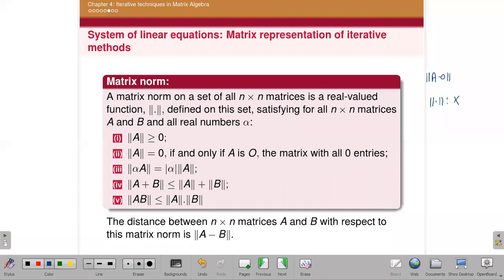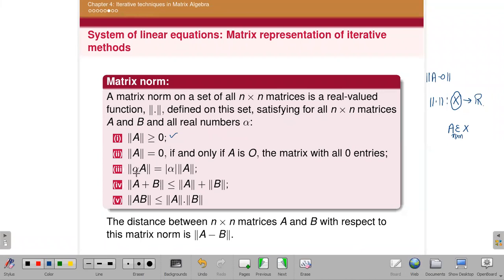Suppose I'm taking x here and alpha is just a real number. Means x is a space here which contains n cross n matrices, n cross n order of the matrices. Means if I'm taking any elements from this x, then it will be n cross n matrix. So here we are taking 2 matrices and all real numbers alpha. So if any function satisfies these 5 properties, then you will say it is a norm.